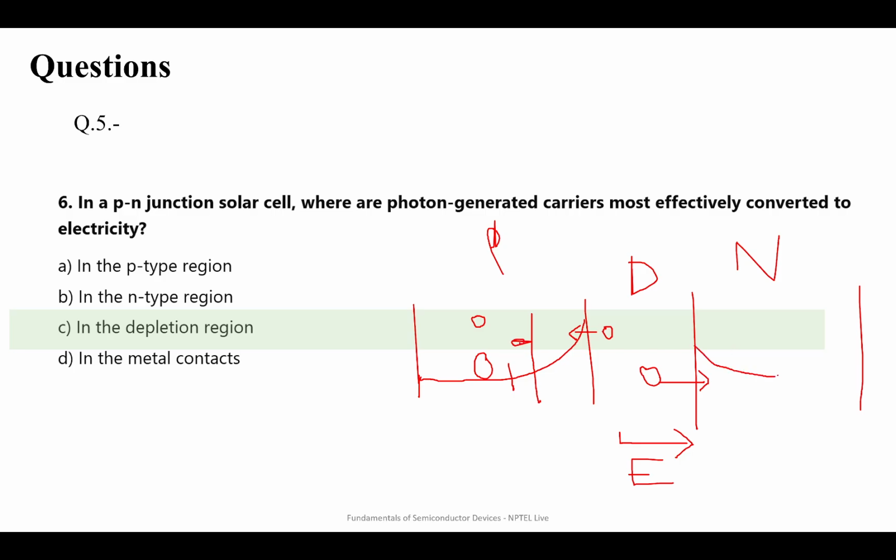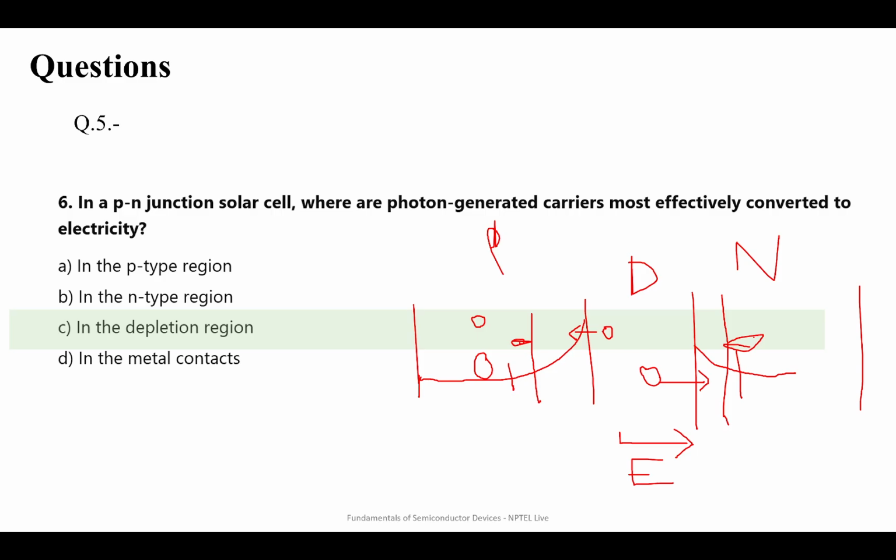Similarly, for a hole in the n-type region, I will have some diffusion length. If I make my n-type region smaller than the diffusion length, I will have my hole reaching this edge. And when I get an electron at this edge and a hole at this edge, then I have electric current, flow of current.